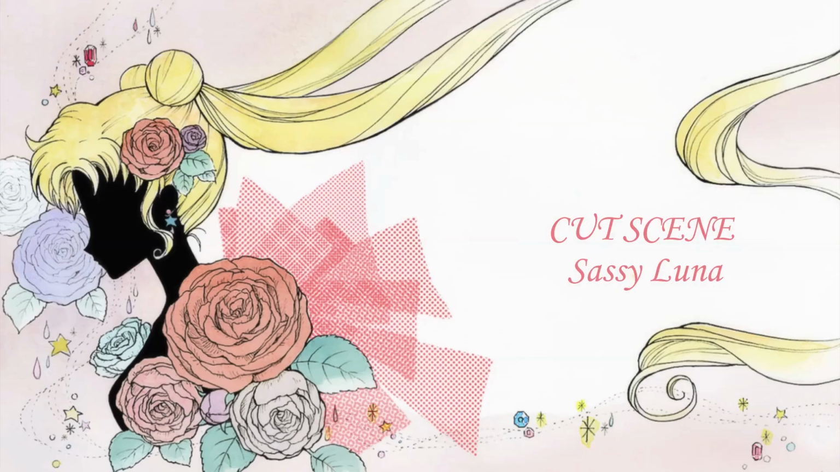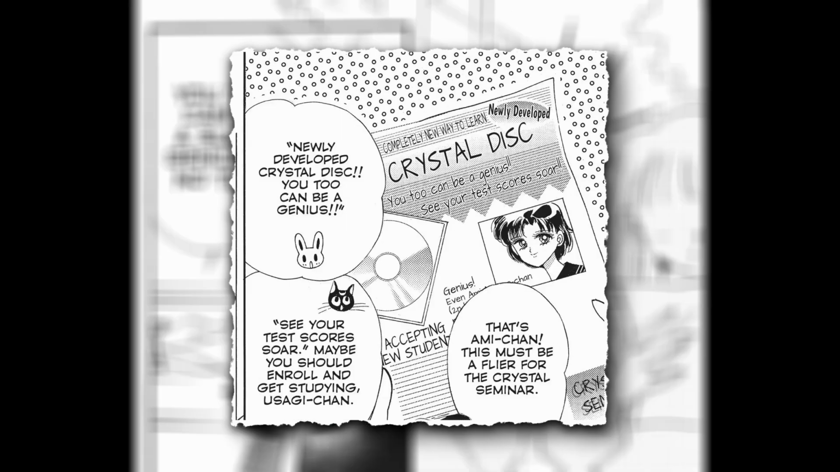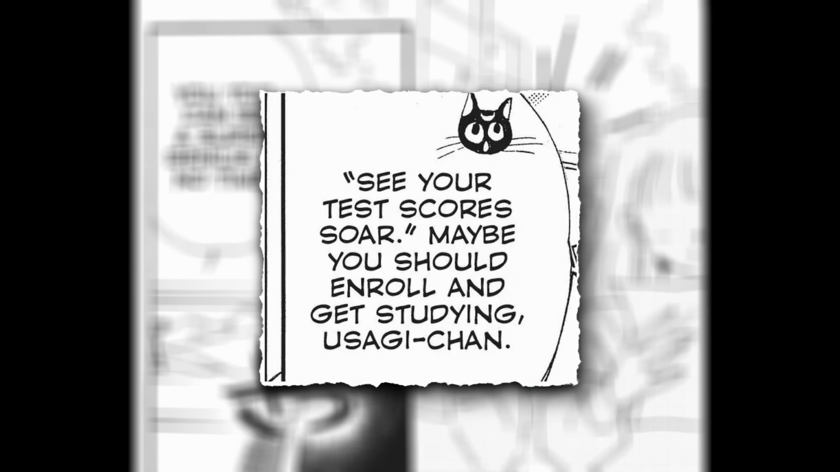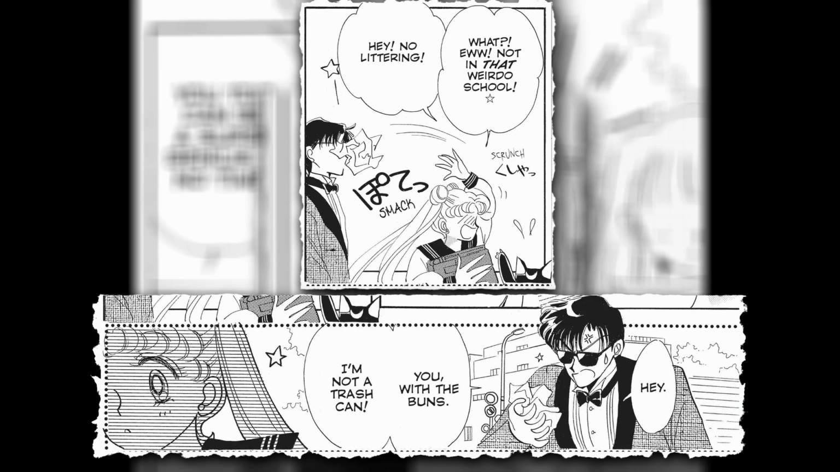When Usagi and Luna are walking home, they're handed flyers for the Crystal Seminar. The flyer carries the promise that you will see your test scores soar, and Luna makes it her mission to tell Usagi that she should enroll herself, prompting Usagi to crumple the leaflet and throw it, hitting an unsuspecting Mamoru.